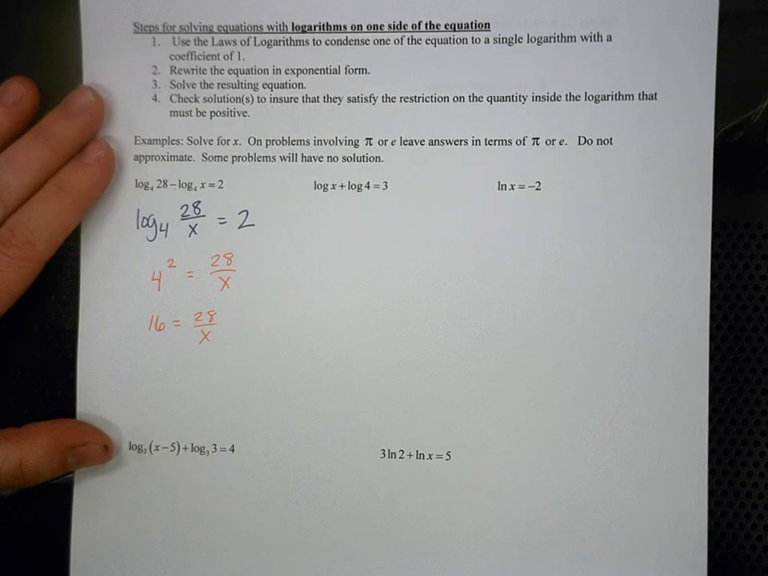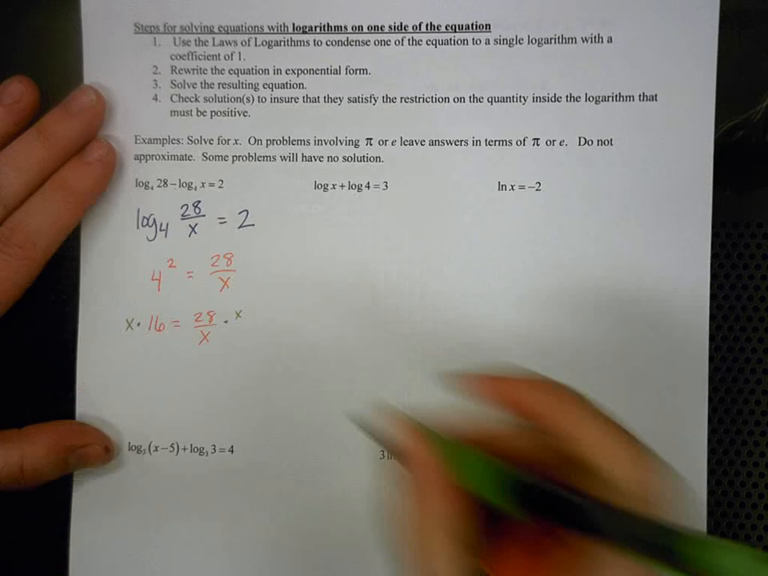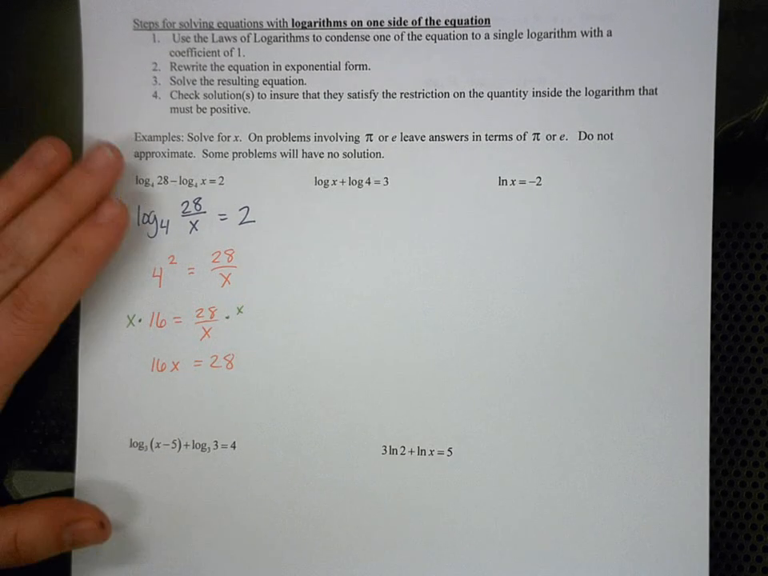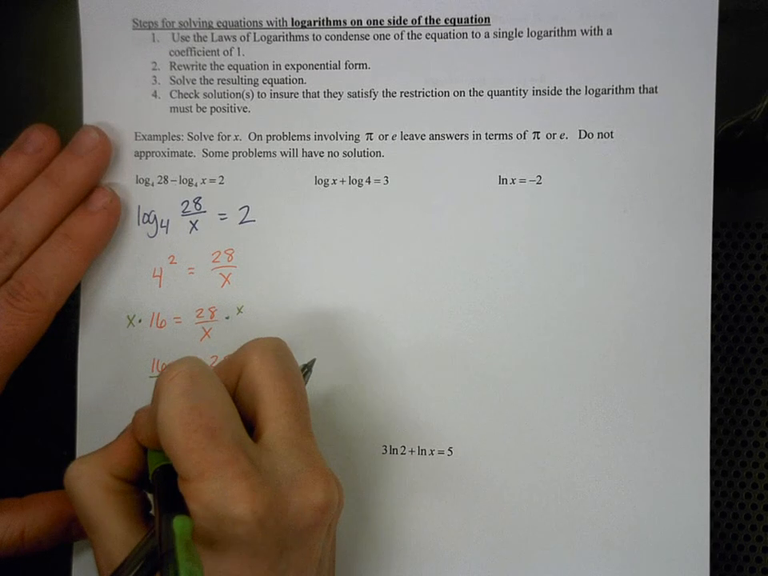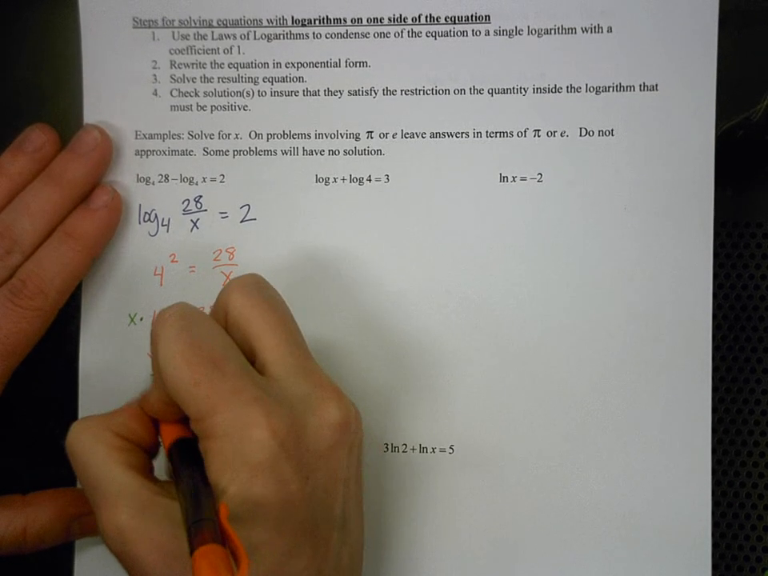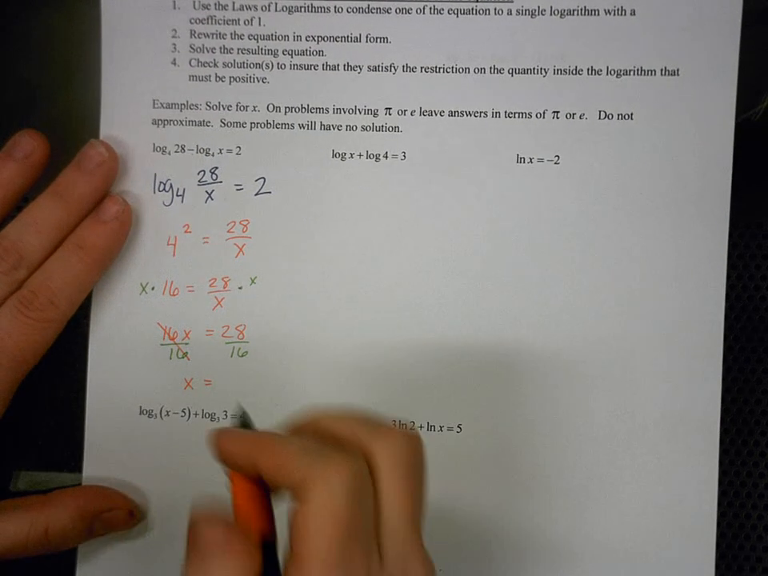You can multiply the x to the other side, which gives you 16x equals 28. And then you can divide by 16, which means x equals 28 over 16, which does reduce to 7 over 4.